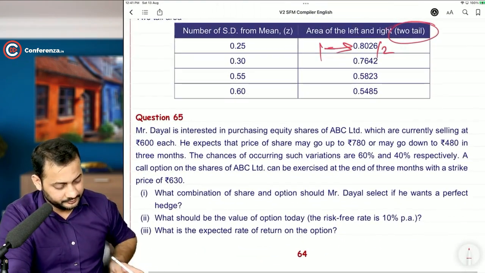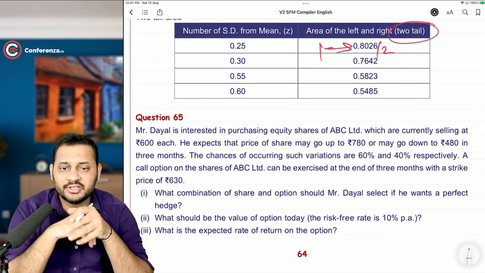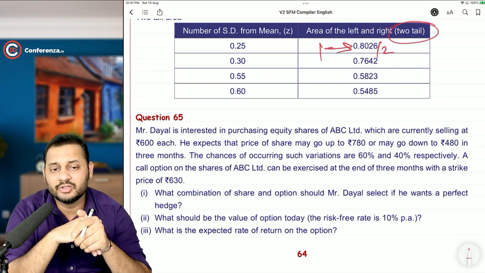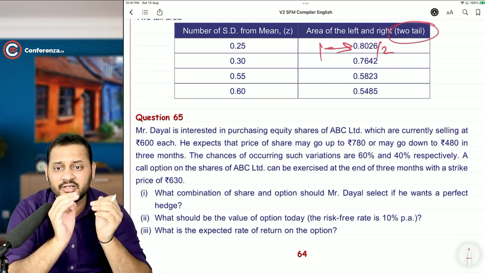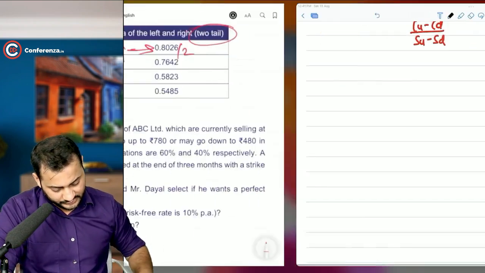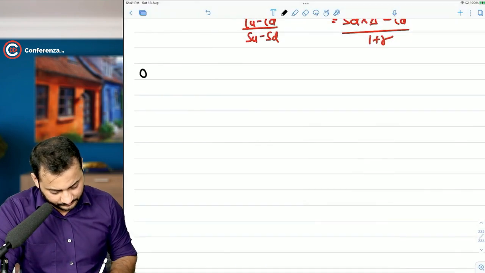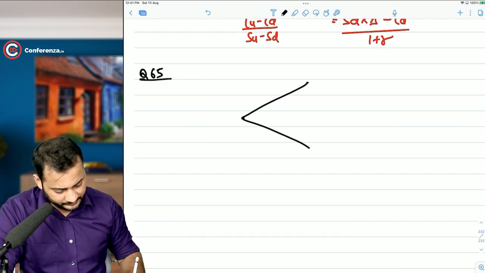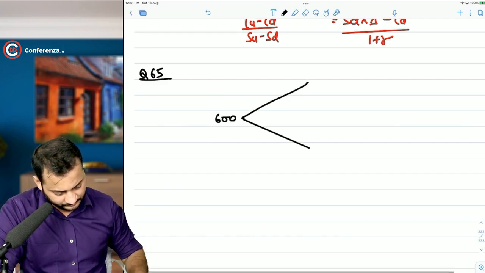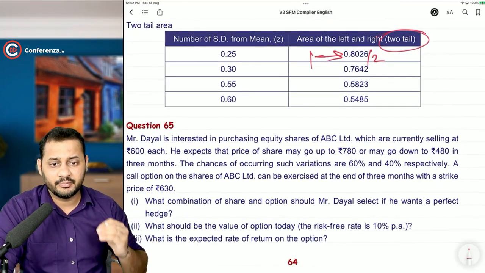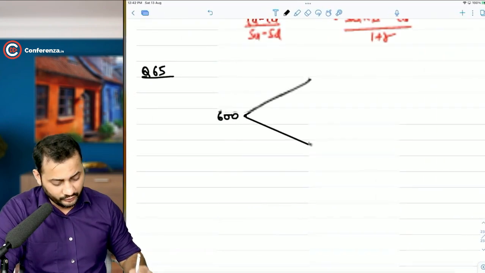Question number 65. Mr. Dayal is interested in purchasing equity shares of ABC Limited. You can clearly see that Mr. Dayal wants to buy equity shares of ABC Limited, which are currently selling at rupees 600. So let's do the calculation. This is question number 65. So currently the prices are like this, 600. He expects that the price of the share may go up to 780 or down to 480.